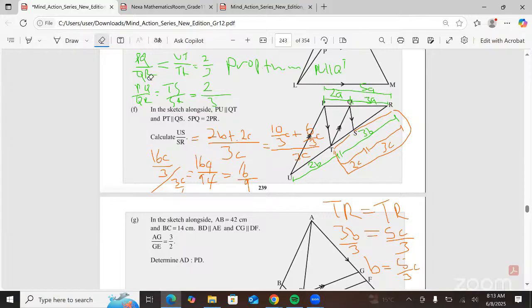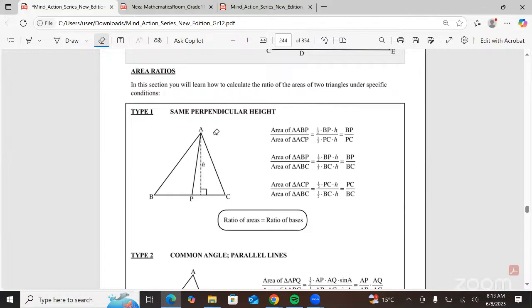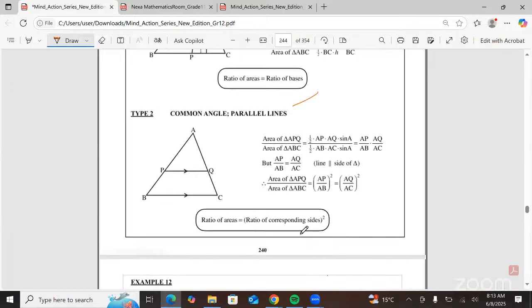Okay, we are done with this part, guys, of playing around with those ratios using the proportionality theorem. Now let's go to a different part, whereby we are required to calculate the areas, the area ratios, because it's area over area, and so on. They are saying in this section you will learn how to calculate the ratio of the areas of two triangles under specific conditions. There are some conditions that you will work on: perpendicular height, common angles, parallel lines. We will see as we go there.